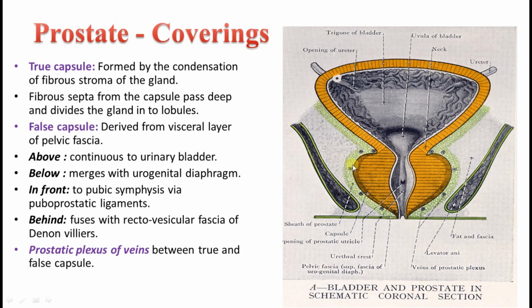Not only that, the prostatic plexus of veins also plays a major role as the route of spread of metastasis from the prostate gland. Cancers of the prostate can spread to other areas through the prostatic plexus of veins. I will come to it later while dealing with the venous drainage of the prostate gland. I just want to stress here the true capsule and the false capsule with respect to the prostate gland.